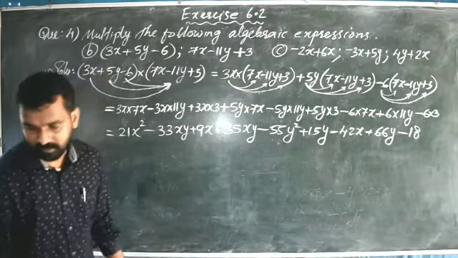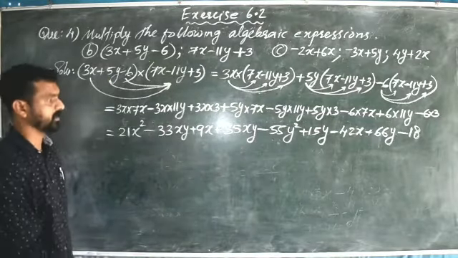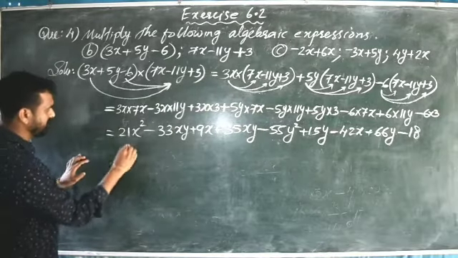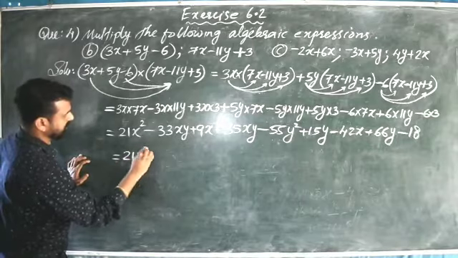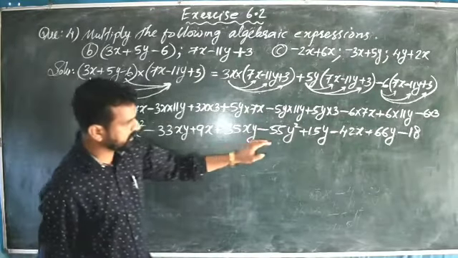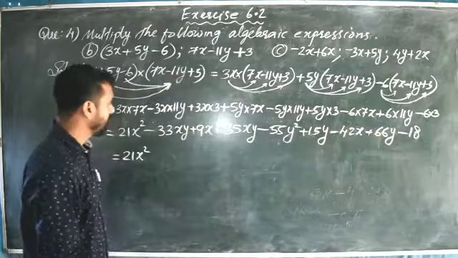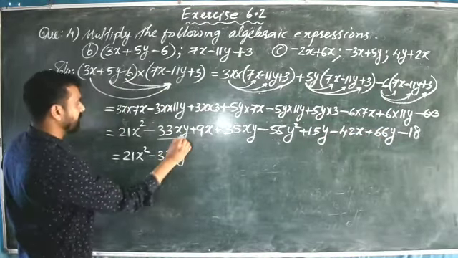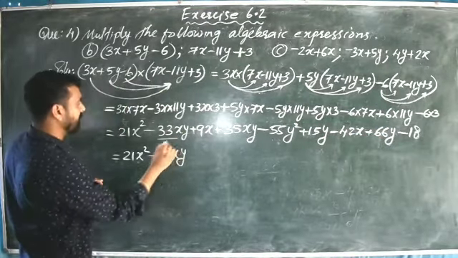Now check whether like terms are there or not. If there are like terms, then we have to add or subtract. First term we will write 21x square. Again check whether x square term is there or not. No. Now write second term, that is minus 33xy. Again xy term is there, plus 35xy. Again xy term is there or not? No. Next one is plus 9x.